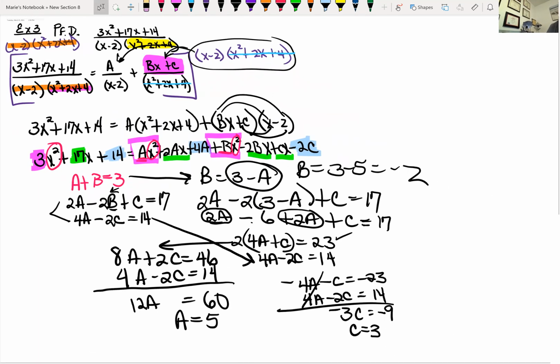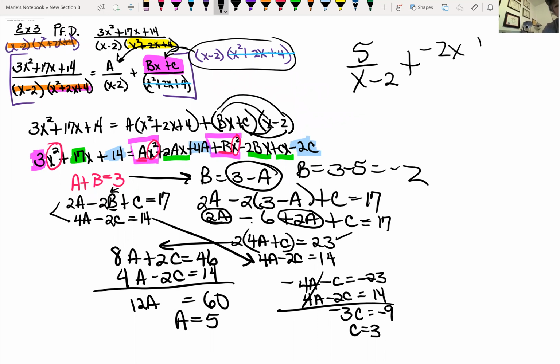And we're not done though. The final answer for this one in particular will end up being 5 over x minus 2 plus, and then we ended up with -2, so -2x plus 3 over the trinomial, which is our x squared plus 2x plus 4. All right.